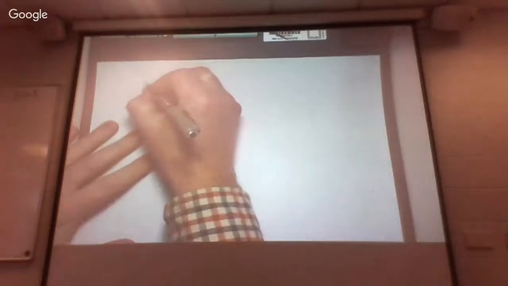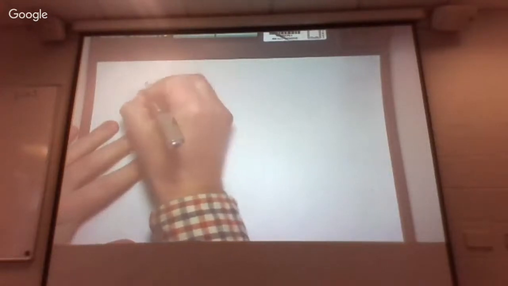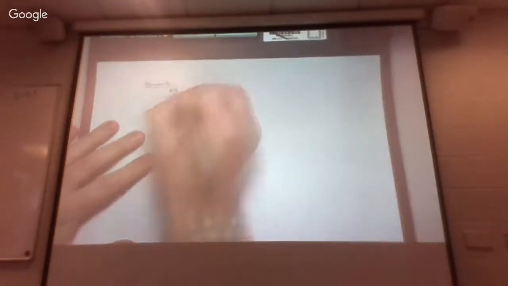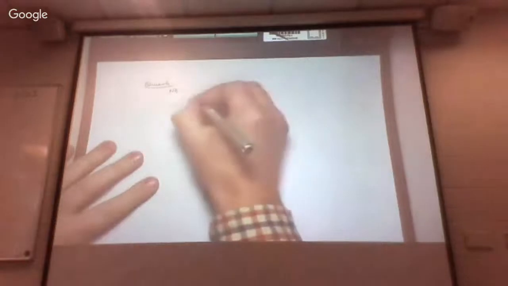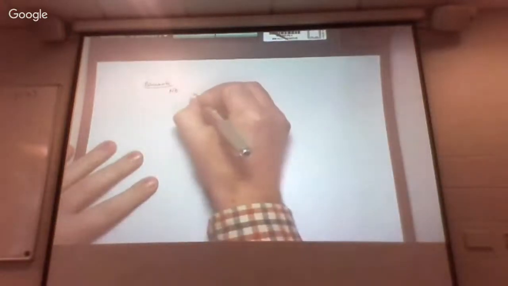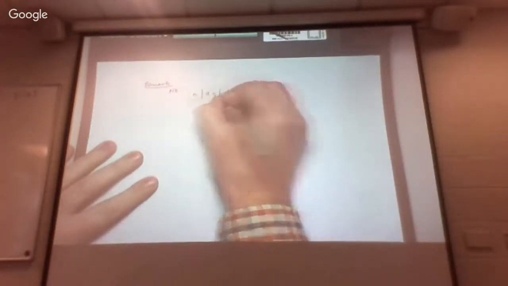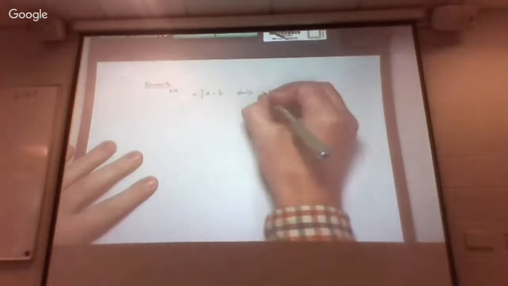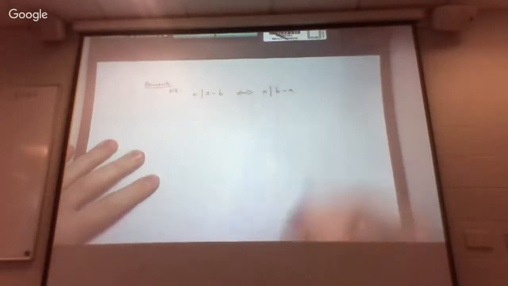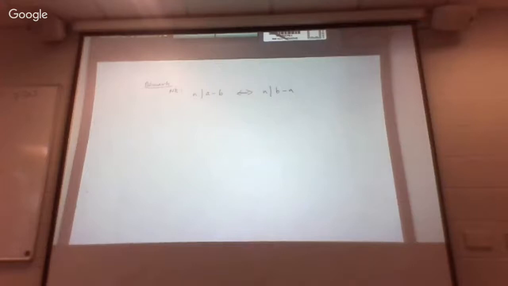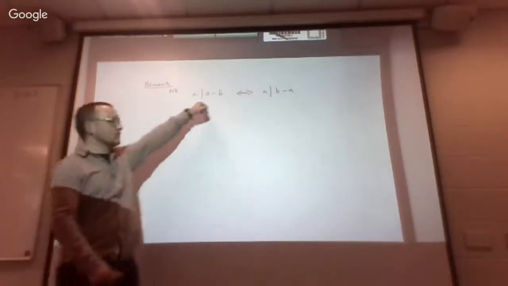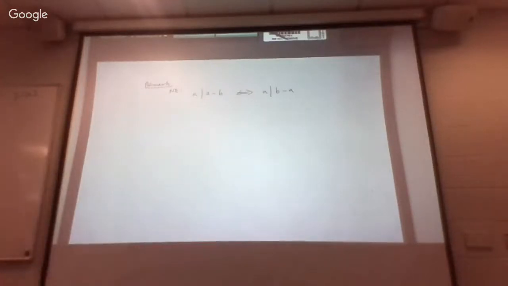First of all, it's just to note that it doesn't make a difference if you mix up the order in which A and B come, because remember, n divides the difference A minus B if and only if n divides the difference B minus A. So there's nothing crucial going on in the order in which you look at the difference, okay, because these numbers are just negatives of one another.